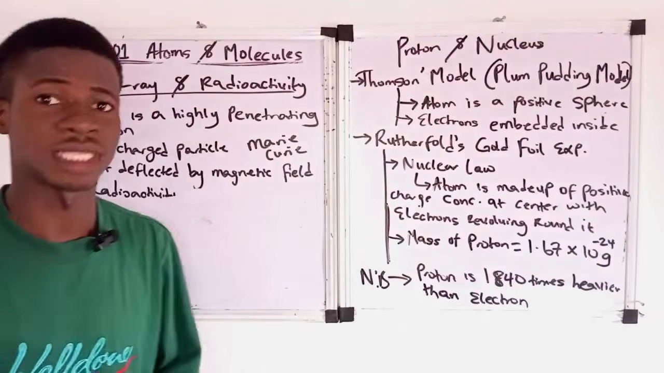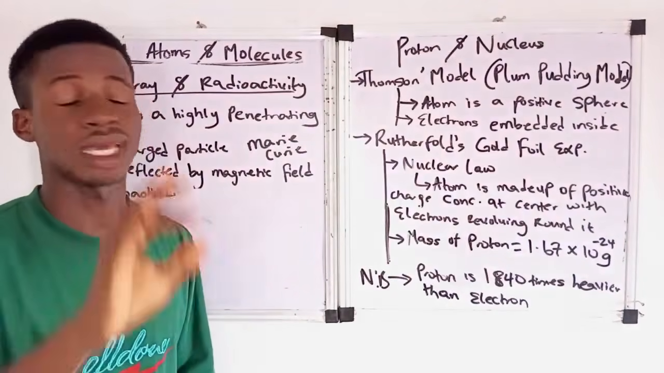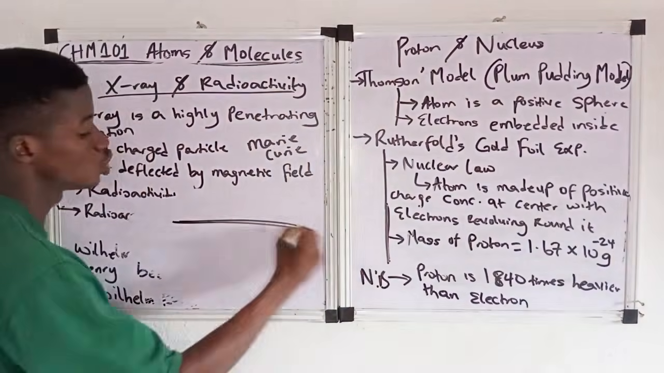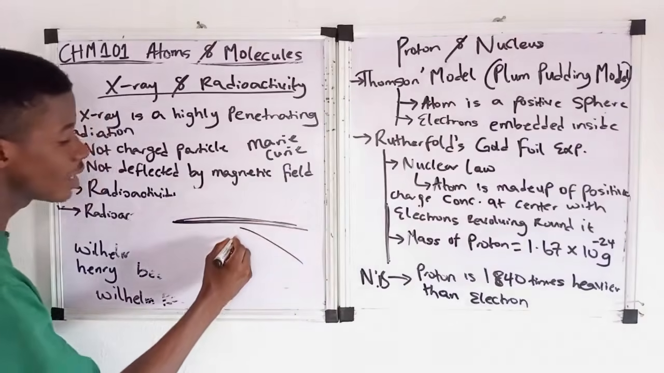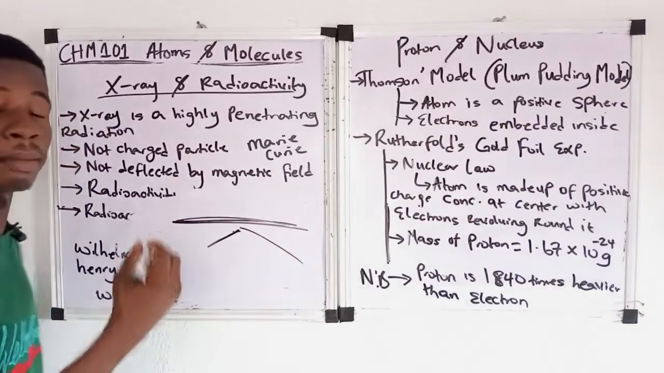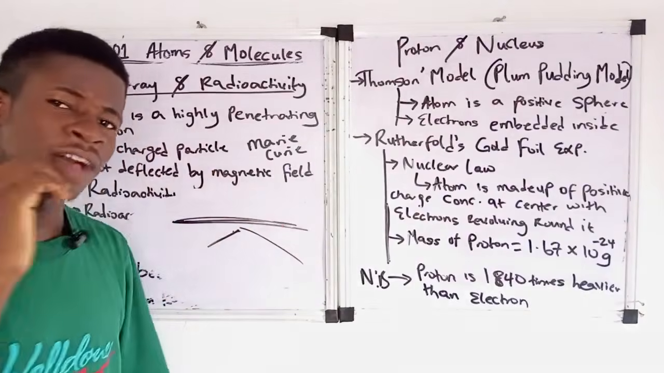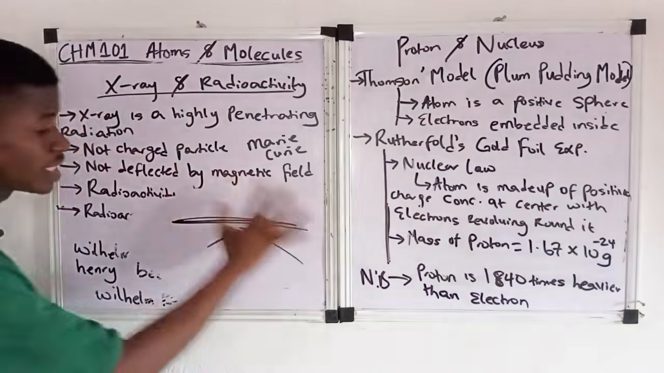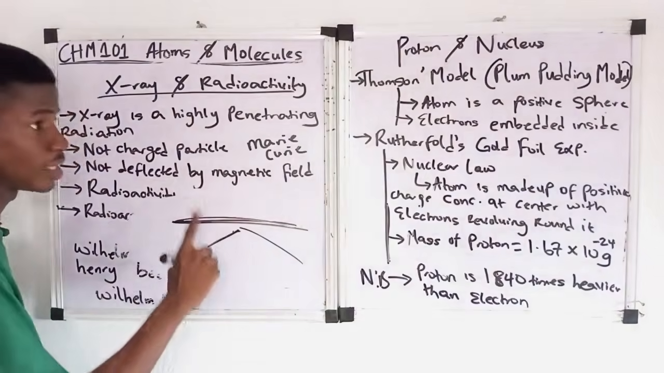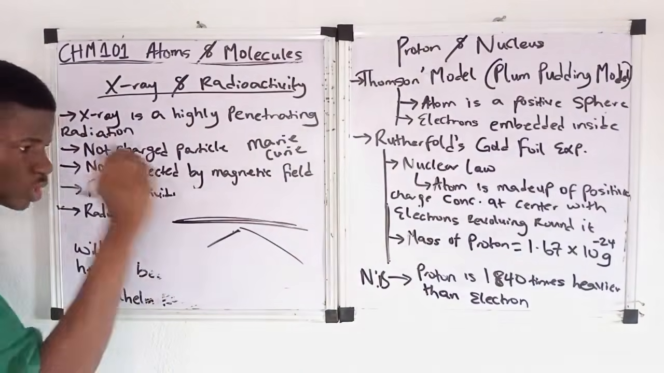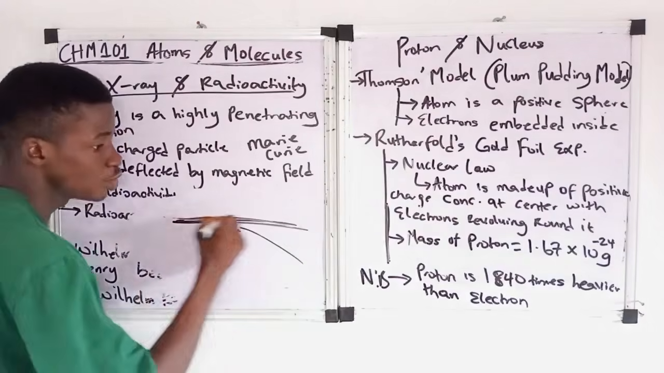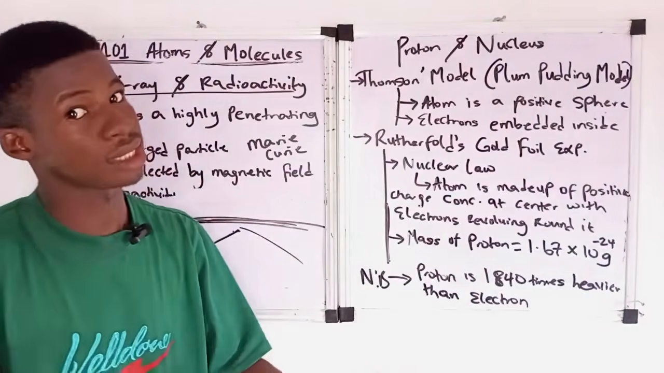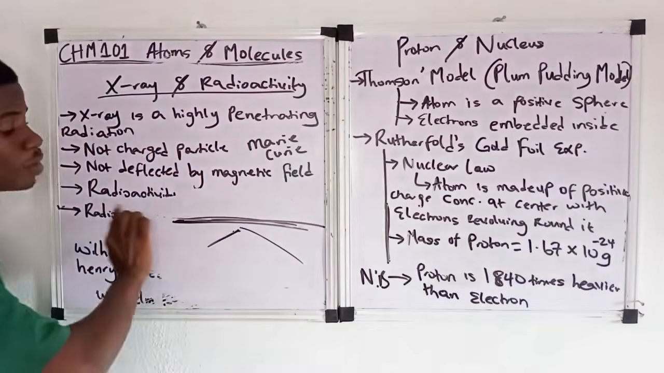Remember, in the gold foil experiment, he bombarded gold foil with alpha particles, and most of them passed through, right? Few were deflected, while some bounced back. Remember, alpha particles are positively charged particles. So it was from this experiment that he came up with the nuclear theory. Since most of the alpha particles passed through the gold foil, that's to tell you that an atom is made up of a large empty space.